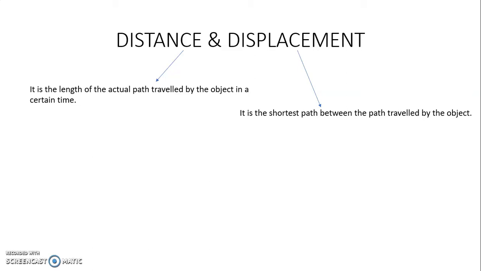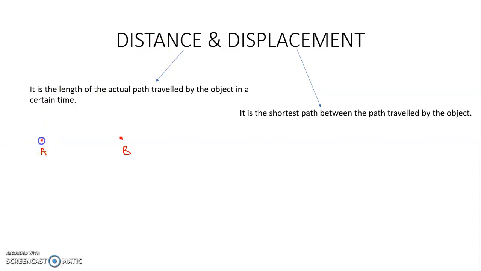Now what is distance? It is the length of the actual path traveled by your body. Alright. So what do you mean by the length of the actual path traveled by your body? Let us see that. Suppose you're starting from this point A and you're ending up at this point B. So the path which you're using to go from A to B, that will be your distance.